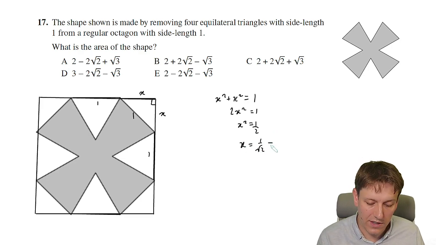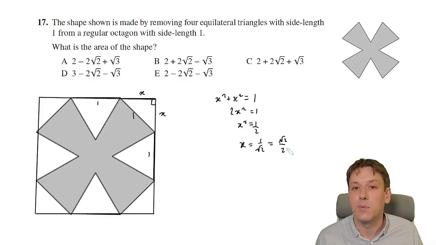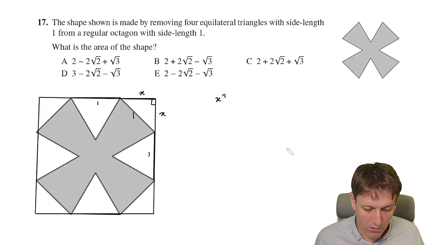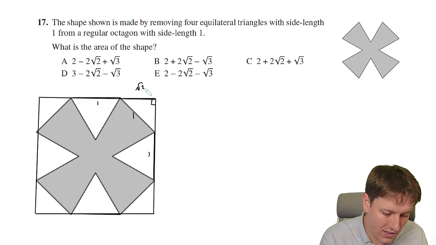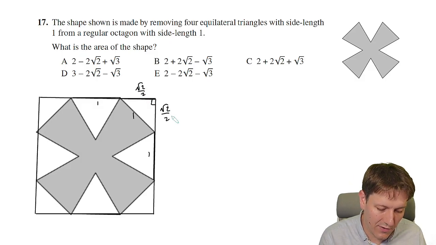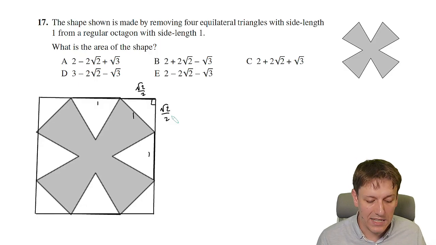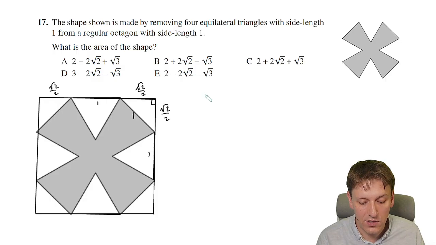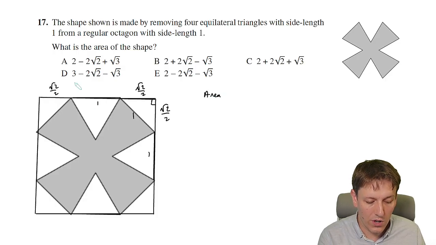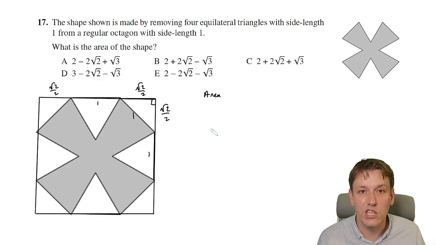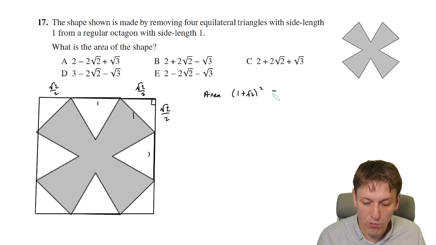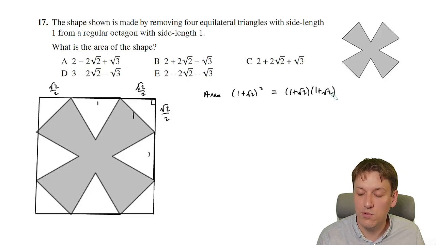or you could write that if you want to as root 2 over 2, multiplying top and bottom by the square root of 2. I think I might just leave it as 1 over root 2 for now, or shall I? No, I'll write it as root 2 over 2. It's a simpler form, because it's got a rational denominator. So I've got that there, and that would also be this side as well, right? So I know now that the side length of the square is 1 plus 2 lots of root 2 over 2, so that's just 1 plus root 2. So the area of the square is 1 plus root 2 squared, and I could multiply that out. 1 plus root 2, 1 plus root 2.